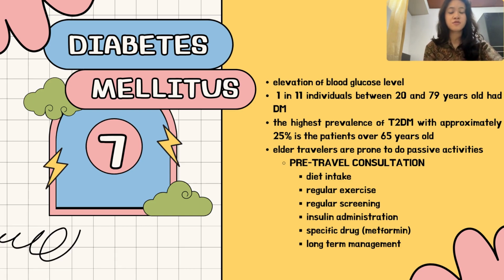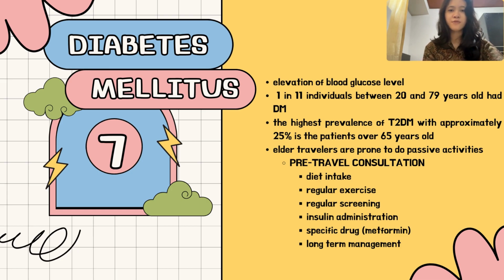So diabetes mellitus or DM is one of the metabolic diseases that is characterized by the elevation of blood glucose levels. For elderly patients, type 2 diabetes mellitus or T2DM is more common due to prolonged exposure to dietary and lifestyles that lead to hyperglycemia. Globally, 1 in 11 individuals between 20 and 79 years old had DM. The highest prevalence of T2DM, approximately 25%, is in patients over 65 years old.